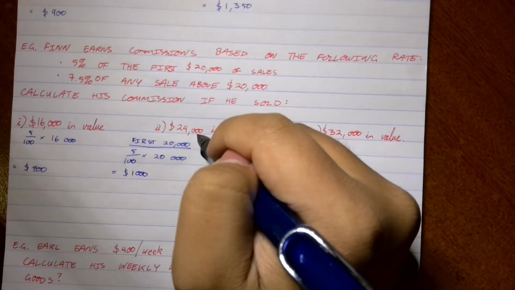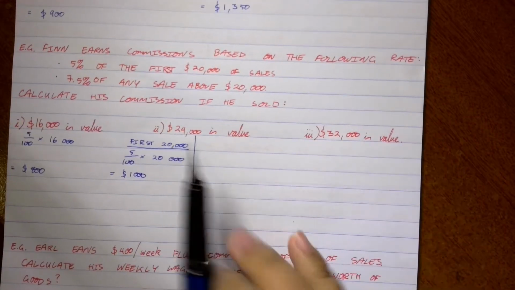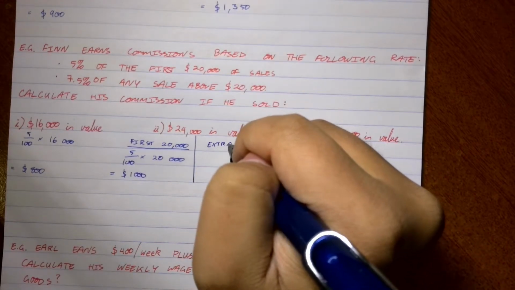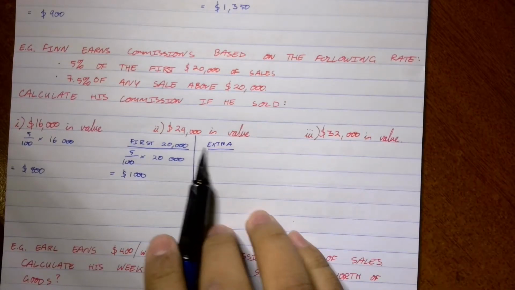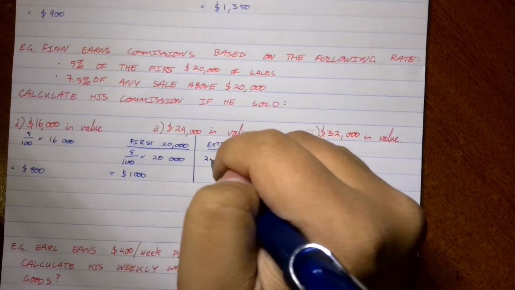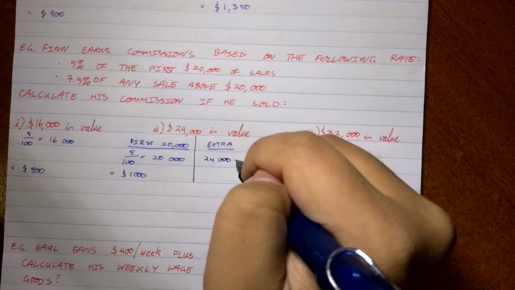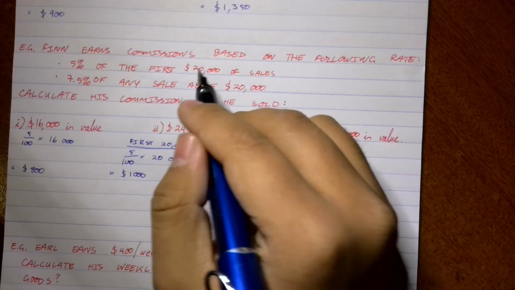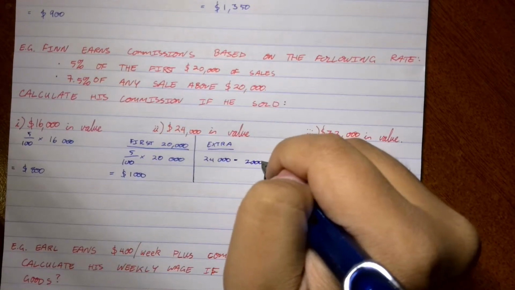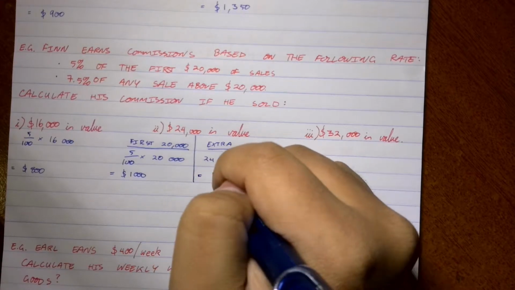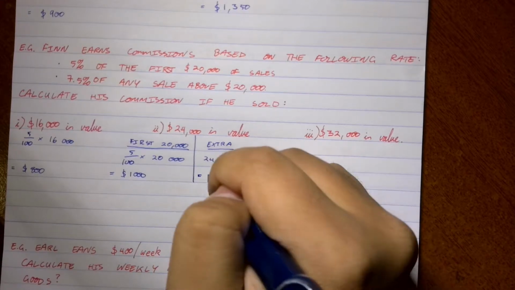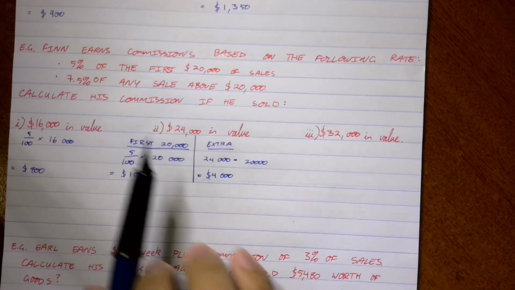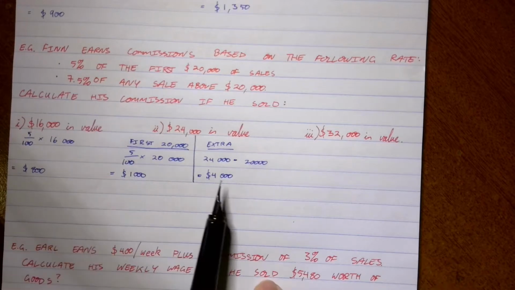We now need to calculate how much extra he earned. So here's the extra. Well, his total is 24,000, and we need to subtract the target goal. So the target was 20,000. So he had $4,000 extra. This $4,000, he receives 7.5% of this.